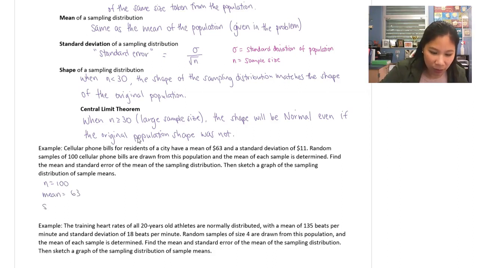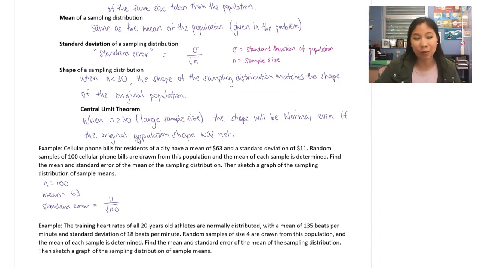And so for the standard deviation, instead of just using the standard deviation that they gave us, we're going to need to calculate the standard error. The standard error is going to be the standard deviation that they give us divided by the square root of our sample size, and our sample size was 100. So when we do this, we end up with 1.1 as our standard error.